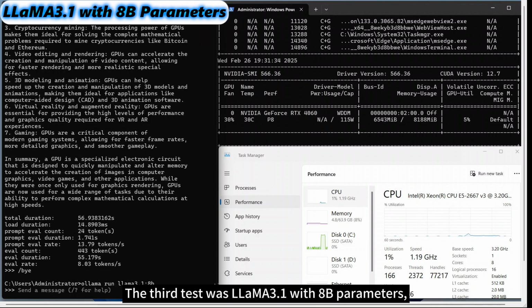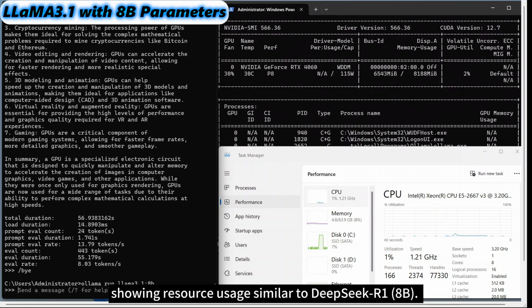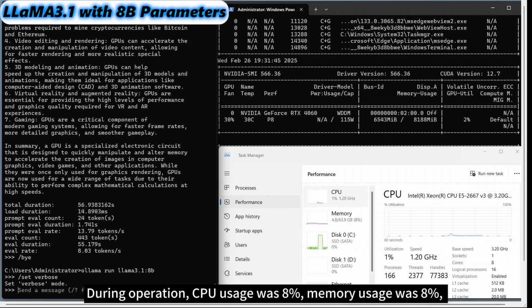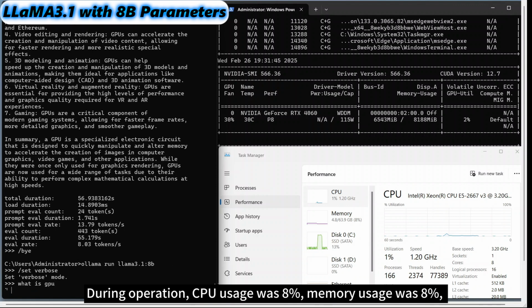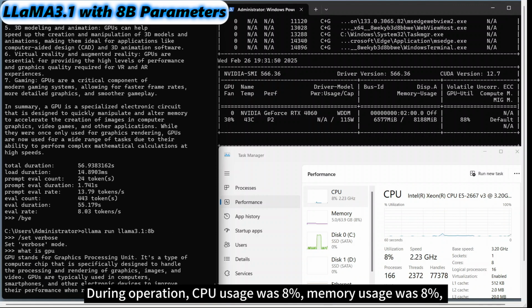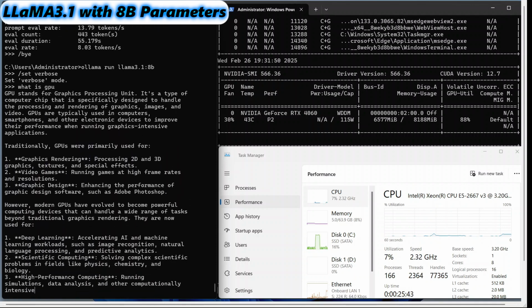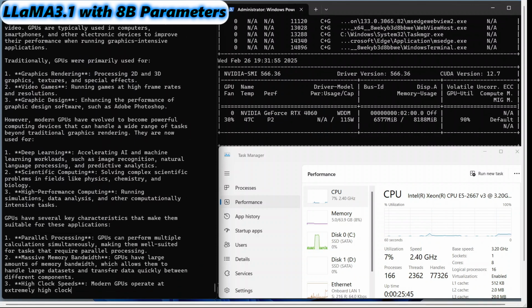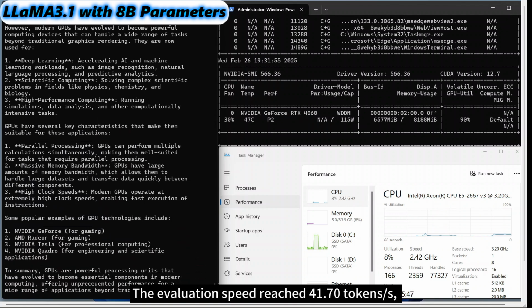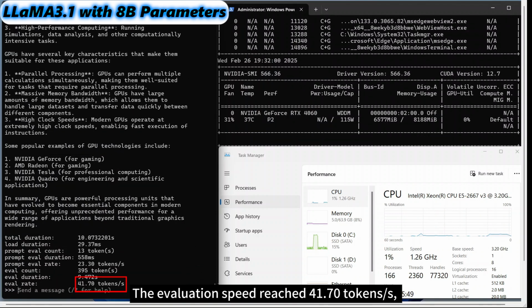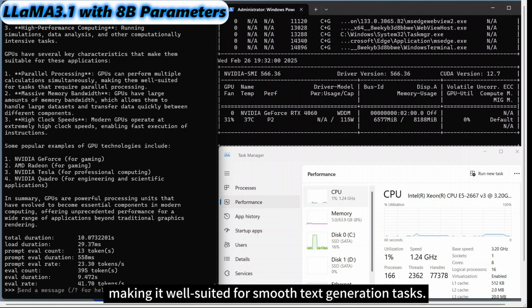The third test was Llama 3.1 with 8 billion parameters, showing resource usage similar to DeepSeek R1. During operation, CPU usage was 8%, memory usage was 8%, and GPU utilization increased to 88%. The evaluation speed reached 41.70 tokens per second, making it well suited for smooth text generation tasks.